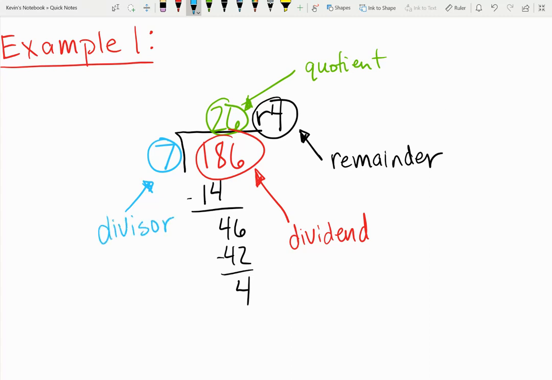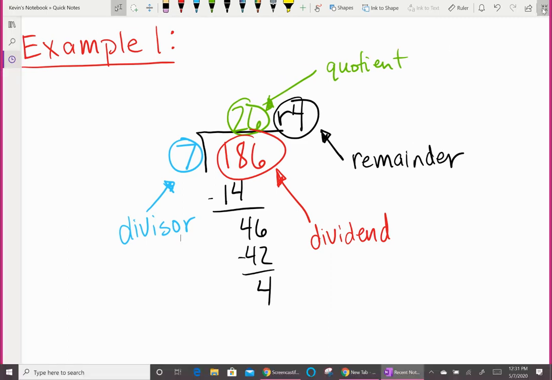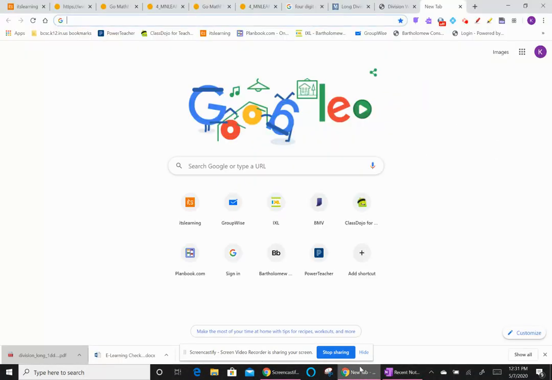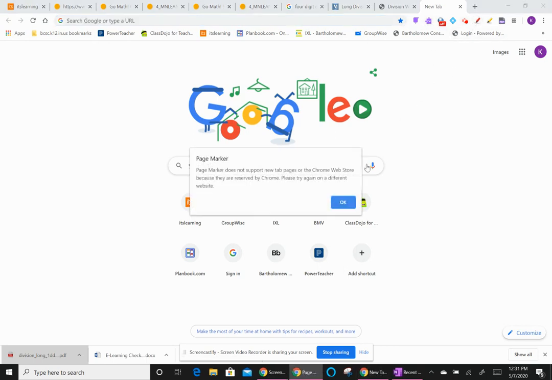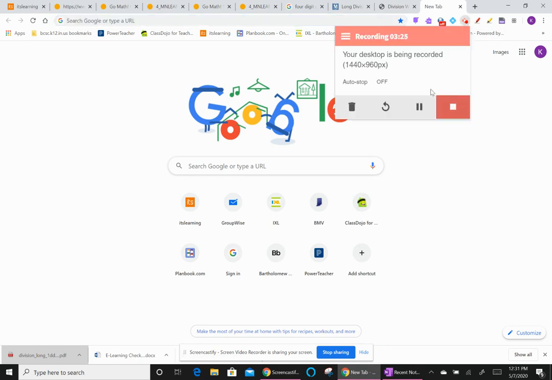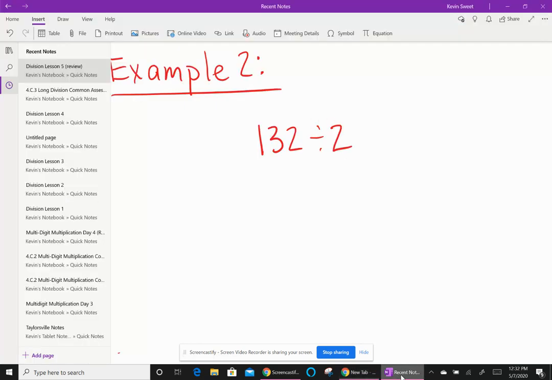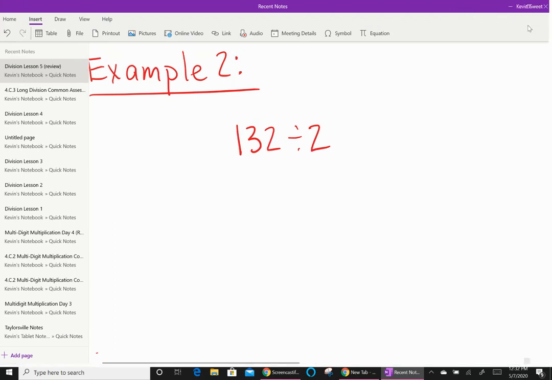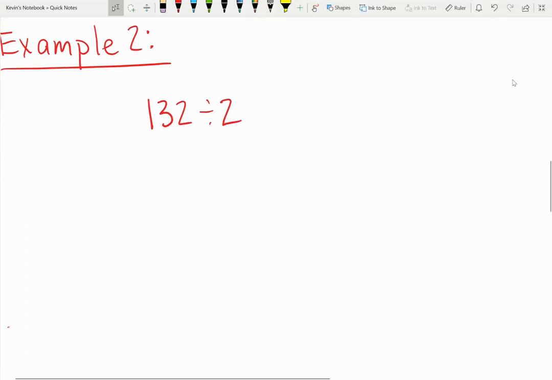Okay. So if you need to pause the video, go ahead and pause the video now before we go on to our next example. Welcome back. Again, feel free to pause anytime, rewind and review as much as you need to. Hopefully this helps for your common assessment tomorrow. And we're going to move on to example 2.